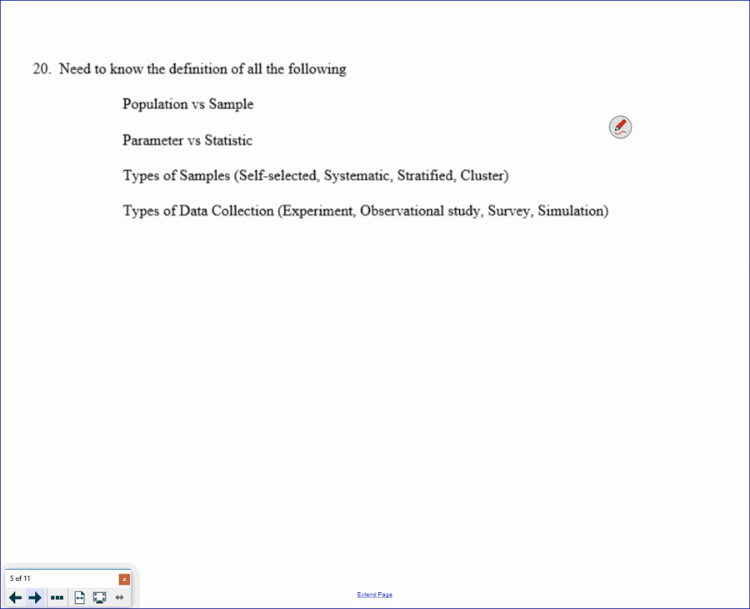A parameter, again, dealing with the statistics, if you have a parameter, that means you have data from a population. If you're dealing with a statistic, you have data from a sample.